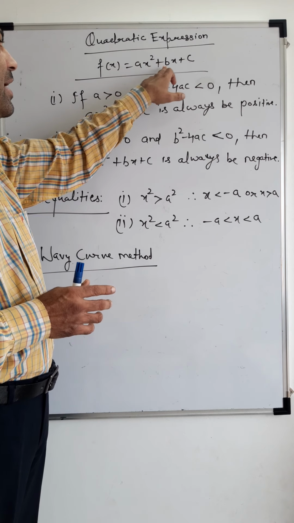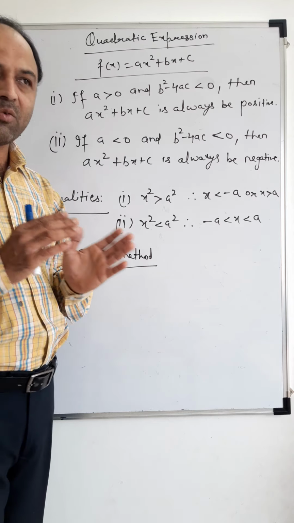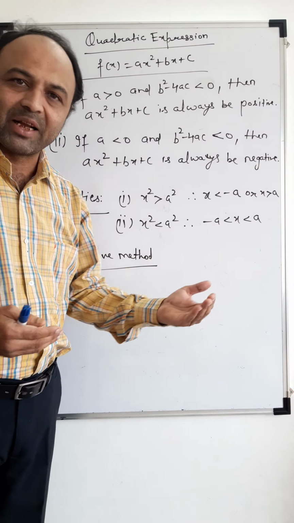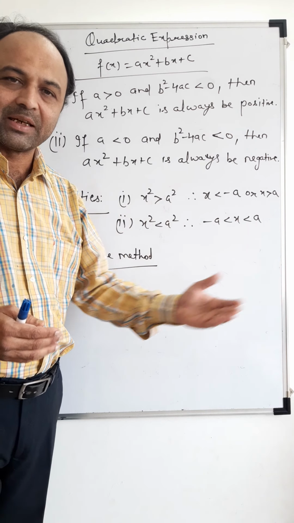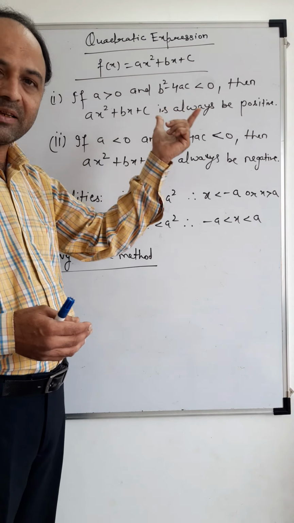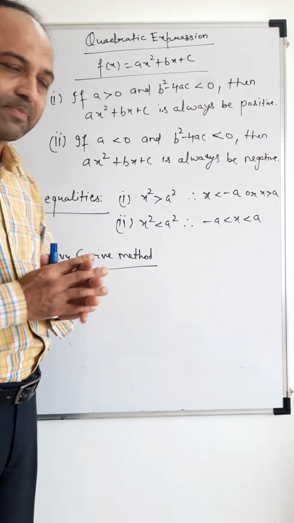See, f(x) equals ax square plus bx plus c is known as a quadratic expression. Quadratic equation means equate to something. So, ax square plus bx plus c equals 0 becomes a quadratic equation. And this is what? Expression. This ax square plus bx plus c is known as a quadratic expression.